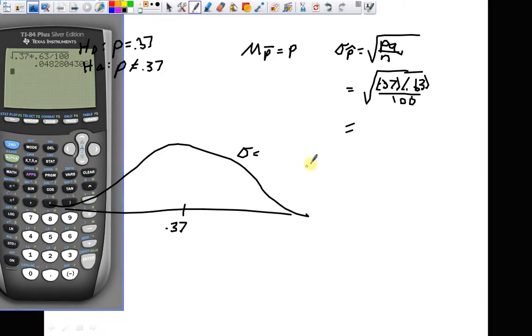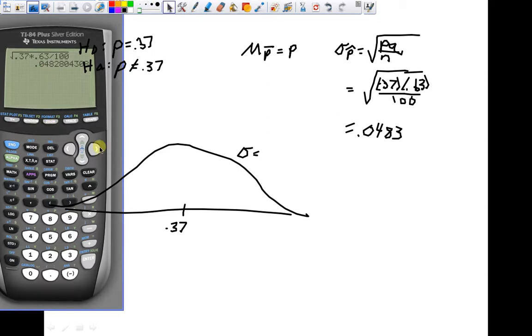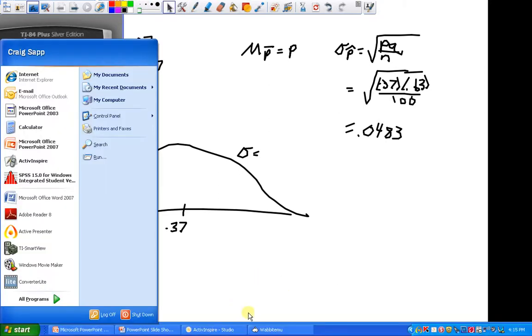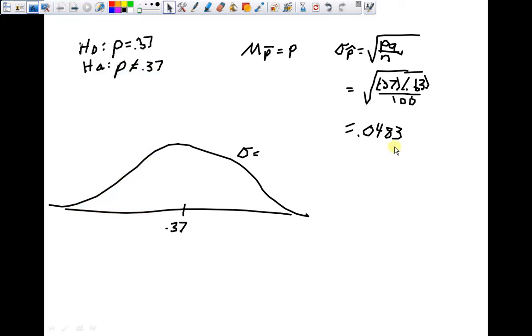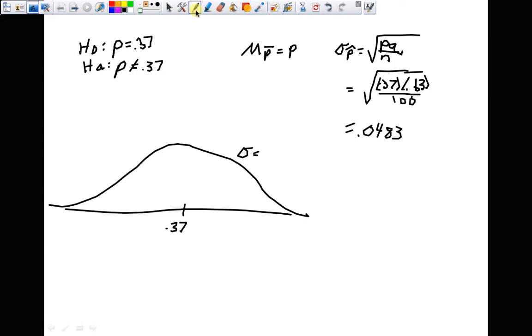So I'll round this to, let's say, 4 decimal places. 0.0483. And the reason I'm rounding that to 4 decimal places is because we're dealing with a proportion. So all of our numbers are going to be decimals. There's a big difference between 10% and 20%, which is only 1 decimal place. So we just go further out in decimals when you're working with percentages or proportions. So we have here our standard deviation.